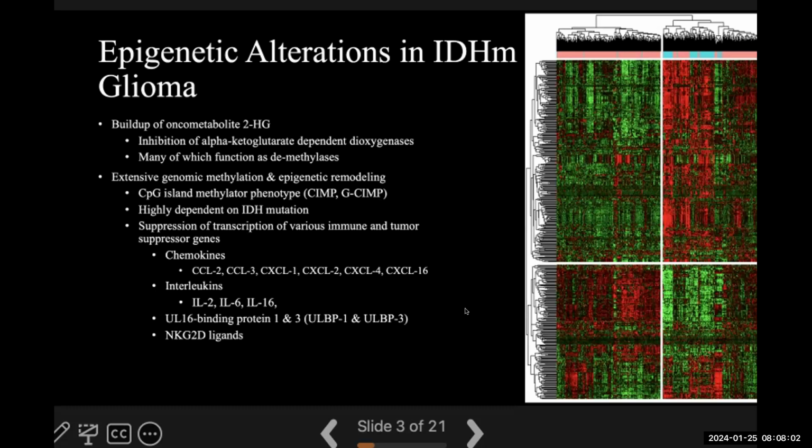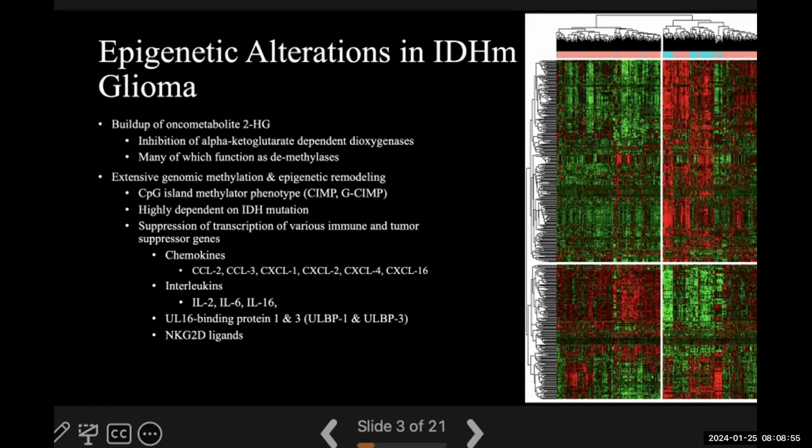And what you see when you have suppression of transcription of these genes is a lot of downregulation of various immune genes and tumor suppressor genes. Things like chemokines, the CCL2 family and the CXCL family. The CCL2 family is known for recruiting leukocytes, monocytes, memory T cells, and so forth. And the CXCL family is chemotactic for peripheral leukocytes as well. You also have some downregulation of interleukins and more commonly known proteins such as ULBP, the UL16 binding proteins, which are NKG2D ligands. So basically ligands that natural killer cells respond to in order to initiate tumor cytotoxicity or other cytotoxic responses.